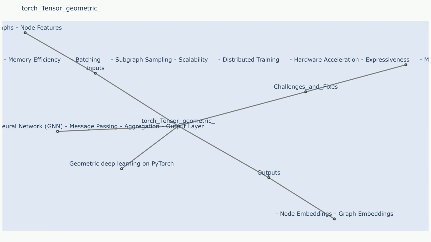Fixes to Challenge 3. Experimentation: try different GNN architectures and compare their performance on the task. Understanding the data: analyze the graph structure and node features to choose a GNN architecture that is suitable for the specific task. Transfer learning: fine-tune a pre-trained GNN model on a similar task.